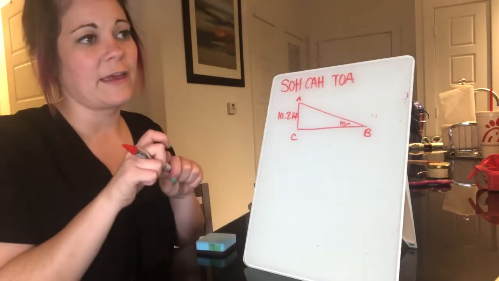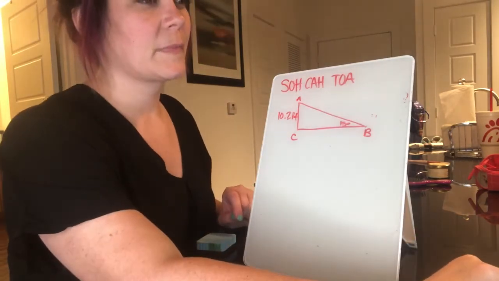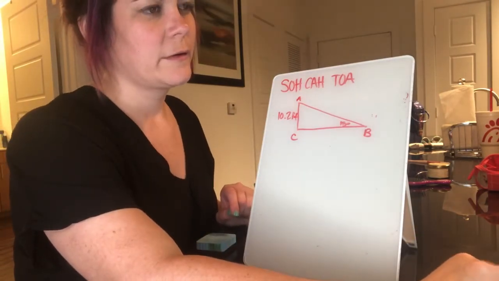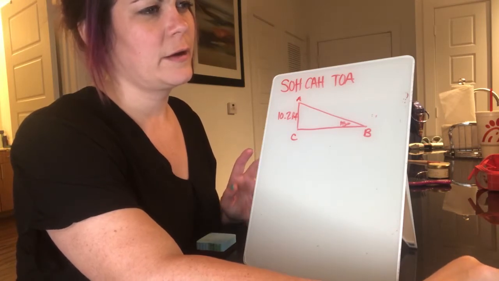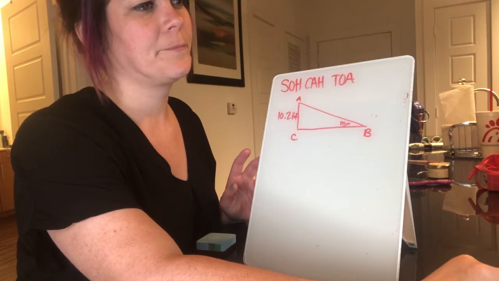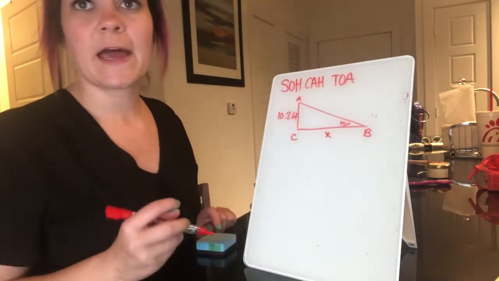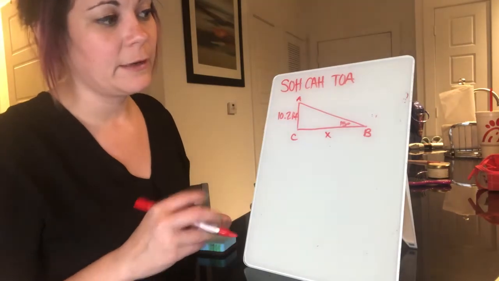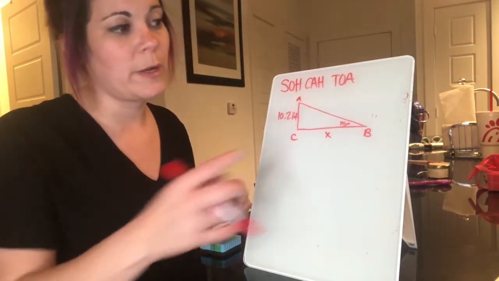Okay, in this case, it wants you to find BC. So here's X, because we're trying to find BC. They give us only one angle, so that has to be our viewpoint, our vantage point.